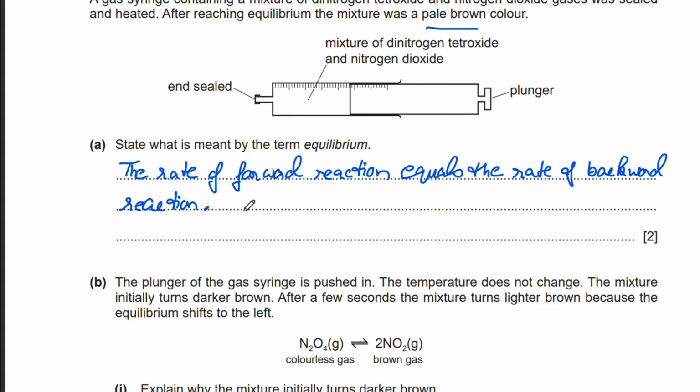And the concentrations of products and reactants are also constant. Since this is a reversible reaction, the rate of formation of product as well as the rate of formation of reactants is the same. So the concentration is the same.